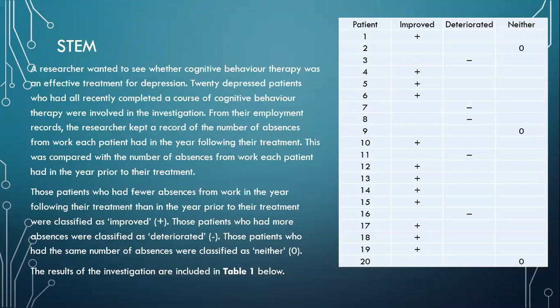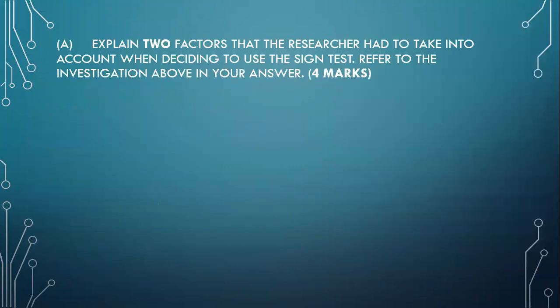So I'm sure you've read this, I'm not going to read it through to you, so let's move on to our first question. Explain 2 factors that the researcher had to take into account when deciding to use the sign test. Refer to the investigation above in your answer, 4 marks. Now, let's understand the question. It's asking for an explanation because one of our command words is explain. It's looking for 2 factors.